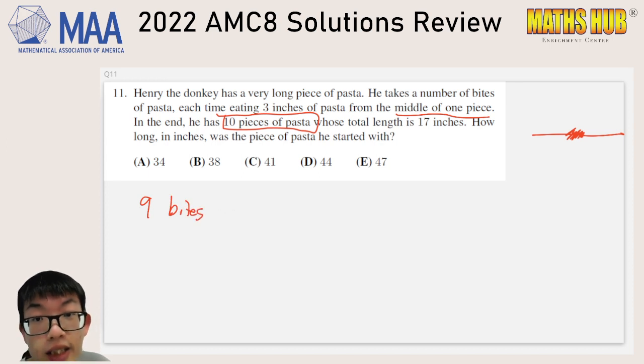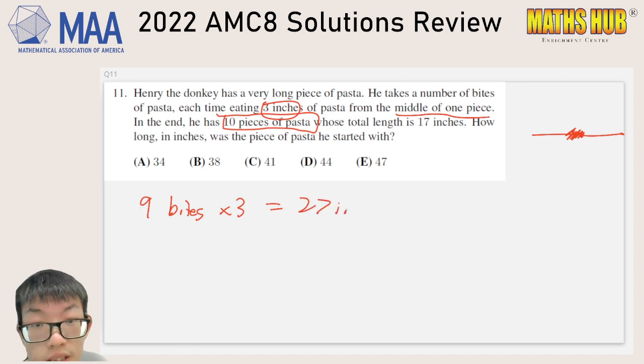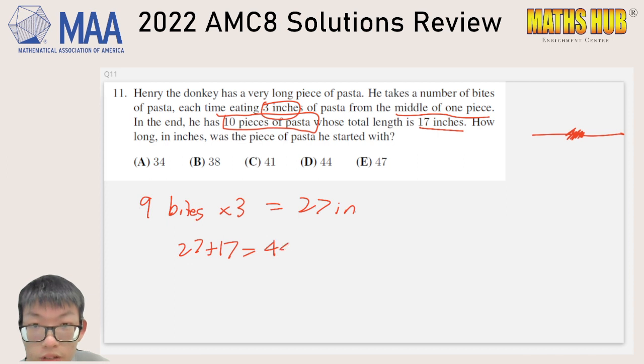And the 9 bites each time are 3 inches. So you get 27 inches, which is how much the donkey Henry has eaten. And you're still left with 17. So 27 plus 17 is 44.